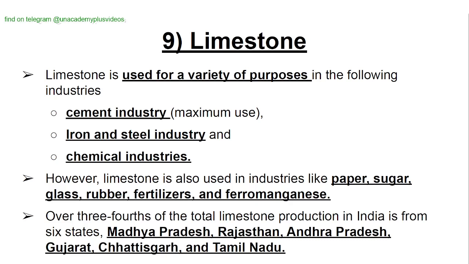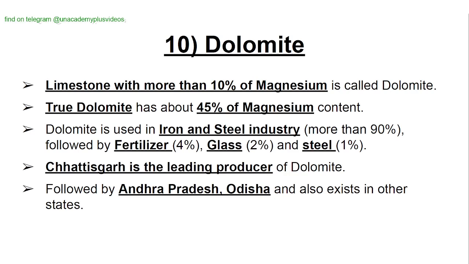Limestone. Limestone is used for a variety of purposes in the following industries: cement industry, maximum use; iron and steel industry, and chemical industries. However, limestone is also used in industries like paper, sugar, glass, rubber, fertilizers, and ferromanganese. Over three-fourths of the total limestone production in India is from six states: Madhya Pradesh, Rajasthan, Andhra Pradesh, Gujarat, Chhattisgarh, and Tamil Nadu.